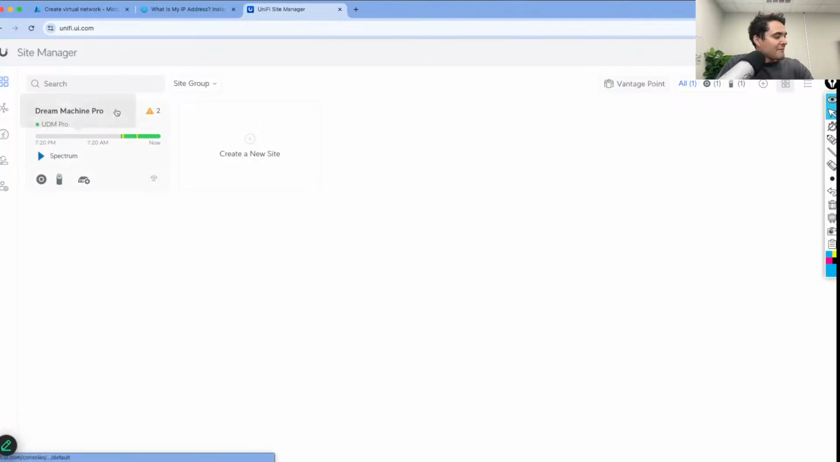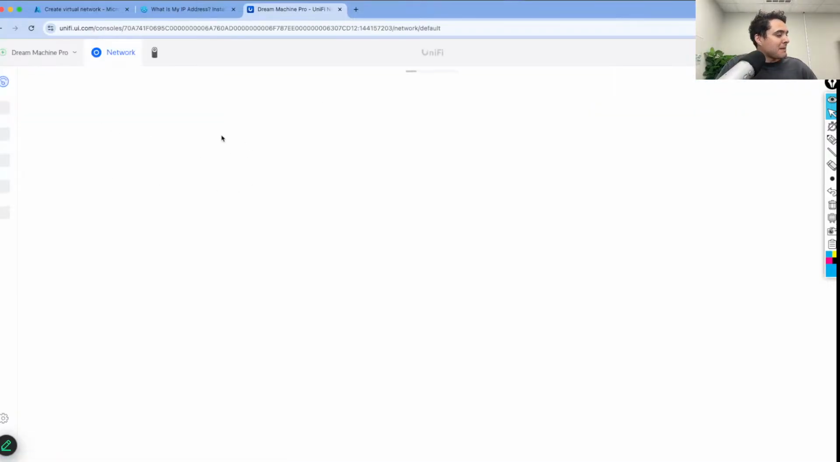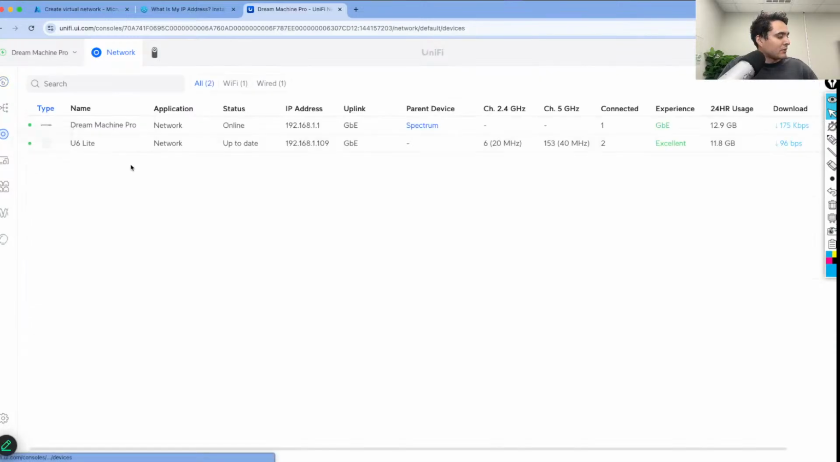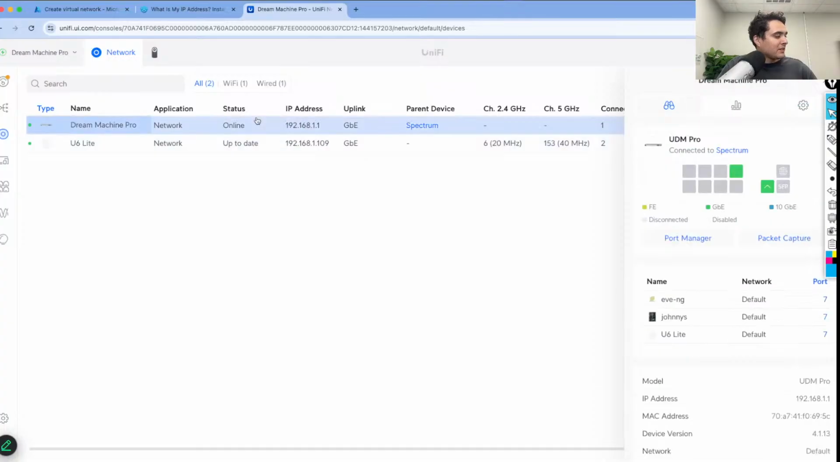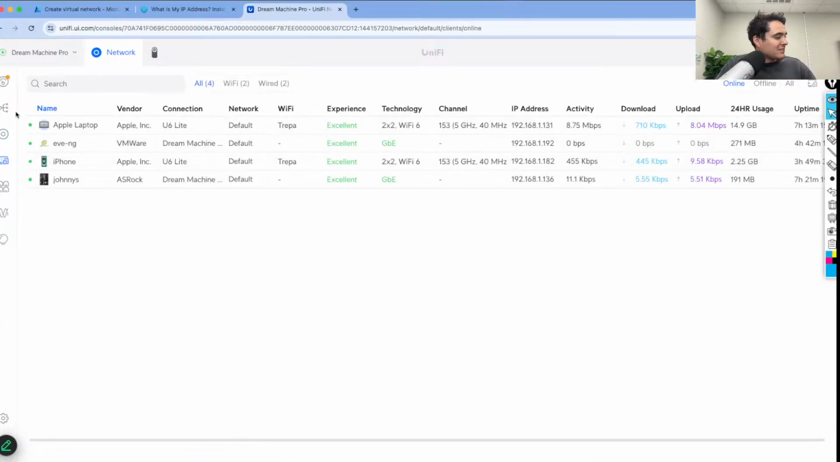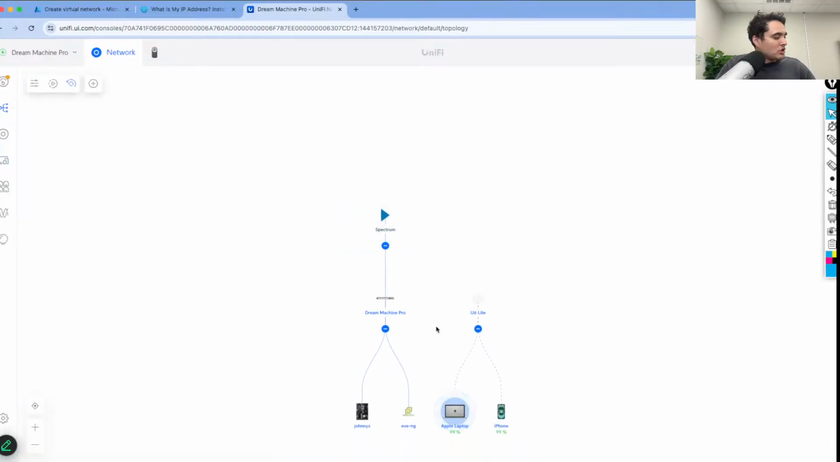So I have my Dream Machine Pro here, and if I wanted more sites, meaning I have more offices I want to manage, and I have Ubiquiti routers there, what they call their cloud consoles, right? I can manage them all from this centralized plane, okay? So I can come in here, manage my access points, manage my router. I can look at my client devices that are connected. It gives me a topology here.